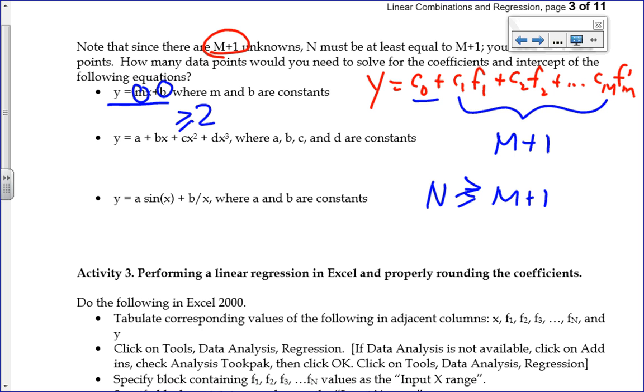If you have y equals a plus bx plus cx squared plus dx cubed, how many data points would you need? At least 4. If y equals a sine x plus b over x, where a and b are constants, how many would you need? At least 2. Okay? So the number of data points you need to determine your linear coefficients would be at least equal to the number of coefficients that you have to determine.